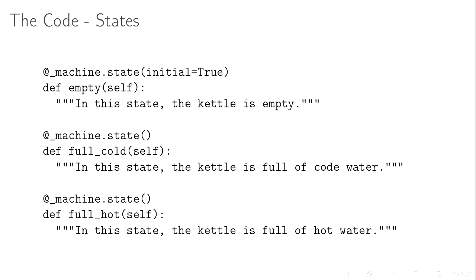We next model our three states, and the way we do that is by using the state decorator. The states themselves don't really have any implementation associated with them. It's just a way of referencing the states further on. The only special one here is the first state, empty, and we say that's the start state, initial equals true. So in the state machine, at all points in time, you always have a known state, and that's the start state.